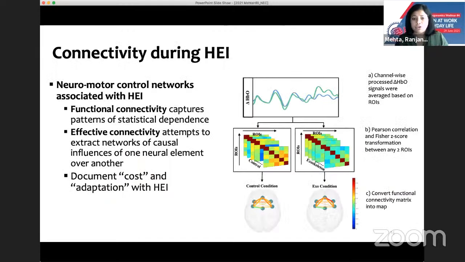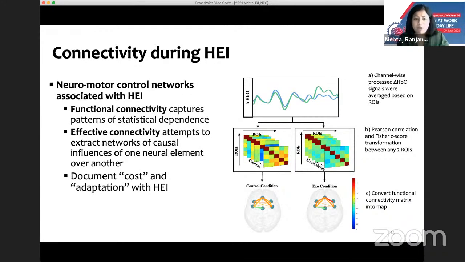What we did with the neural data is there are a lot of challenges, right? Somebody is lifting continuously for 30 minutes at a specific pace. There is a lot of passive perfusion of blood flow. So we had to figure all of that out using short separation probes, and there was a lot of motion artifact. We had to collect data on a lot of people.